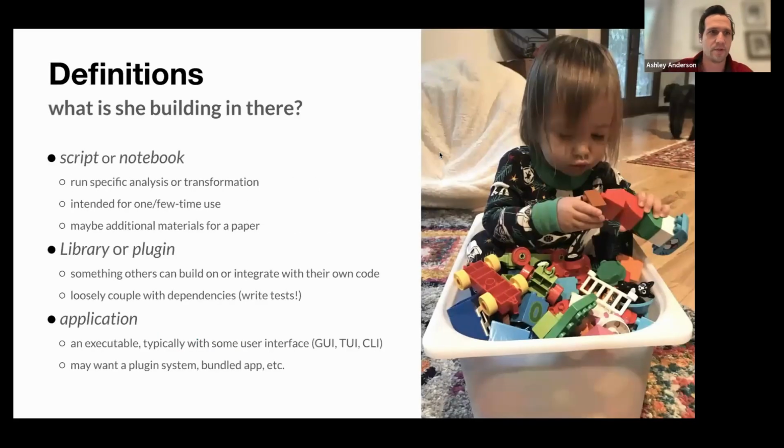Some quick definitions. The first thing you want to do is think about what you're building. If it's just a script or a notebook for yourself, you may think about packaging differently than if you're building an entire application like napari itself. In between, you might have something like a library or a plugin. That's what we're going to focus on today: taking something that others might want to build on or integrate. What Kyle just showed is a great example, turning something like that into a plugin.